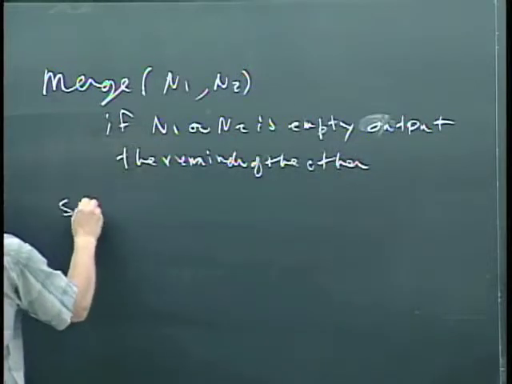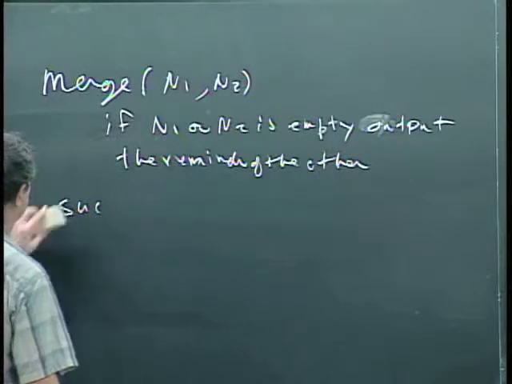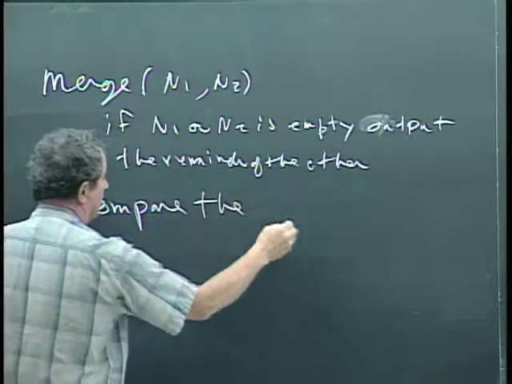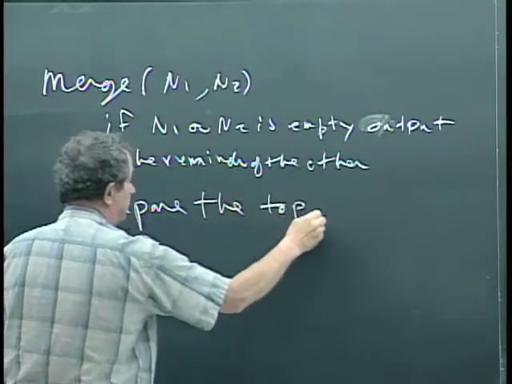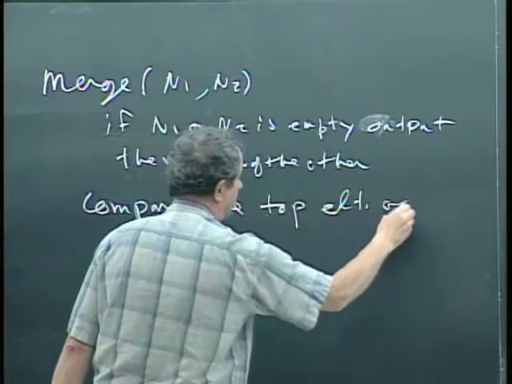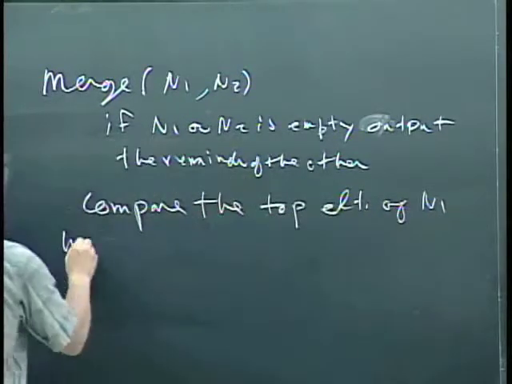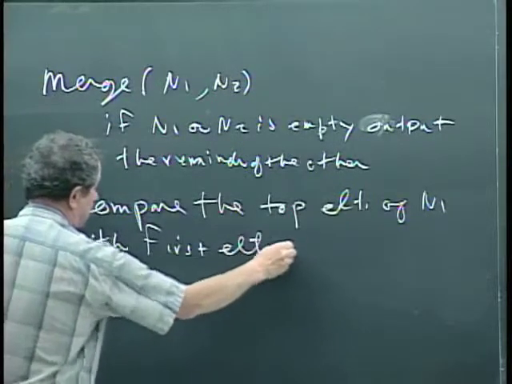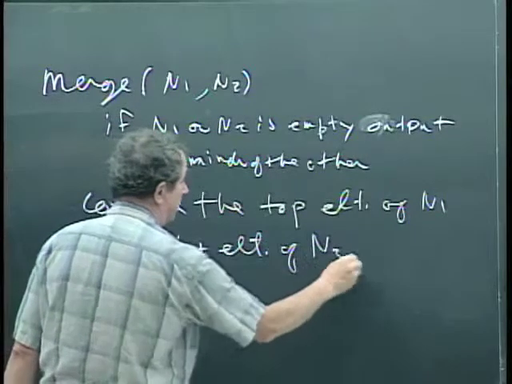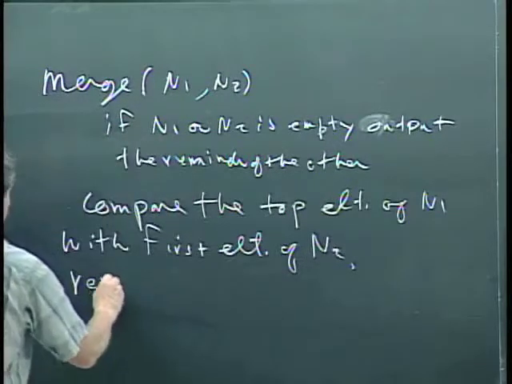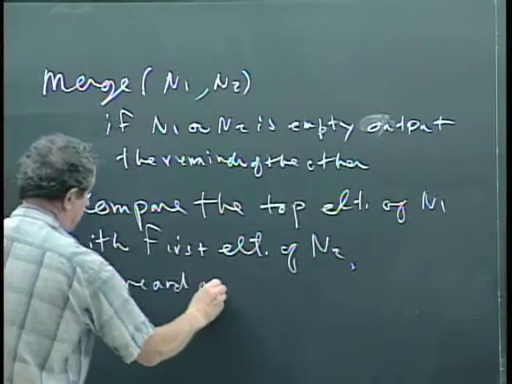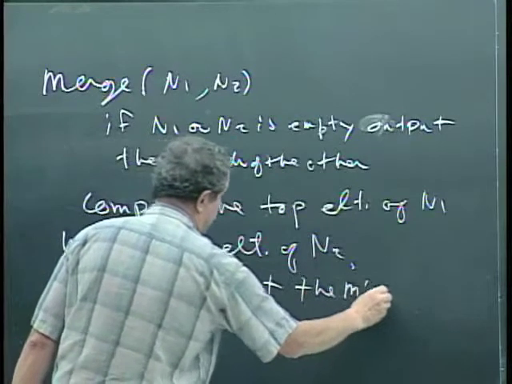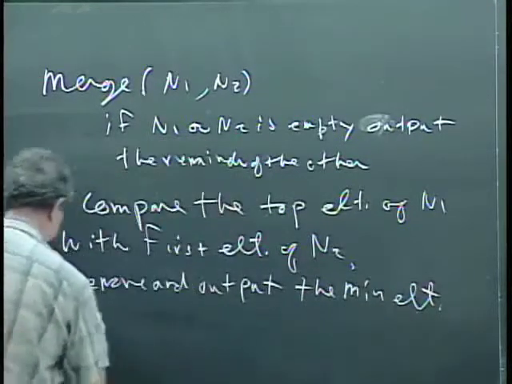Otherwise, compare the top, or first element of N1 with the first element of N2, and then remove and output the min in that compare, the minimum element of that compare.